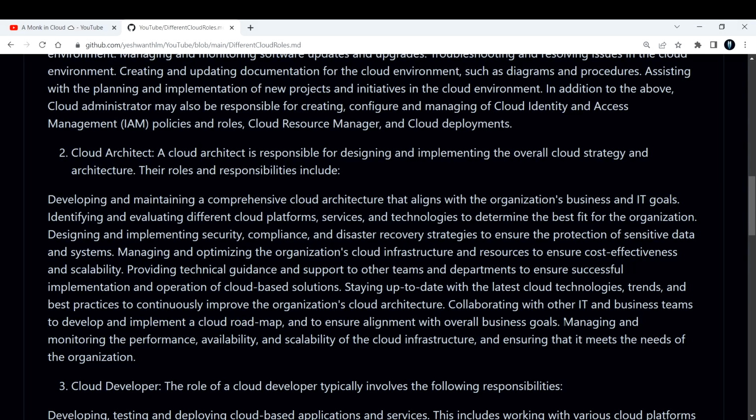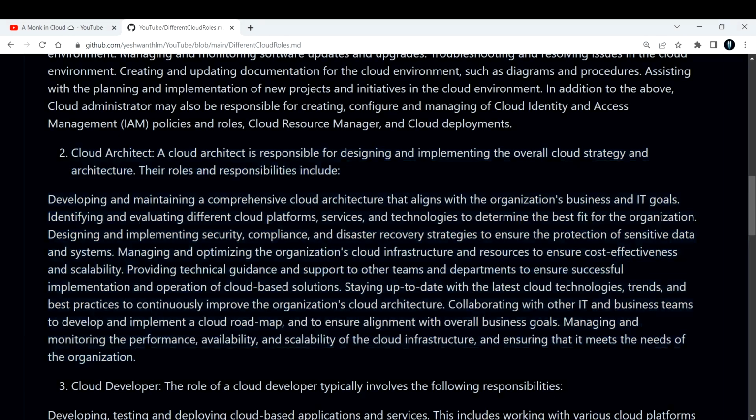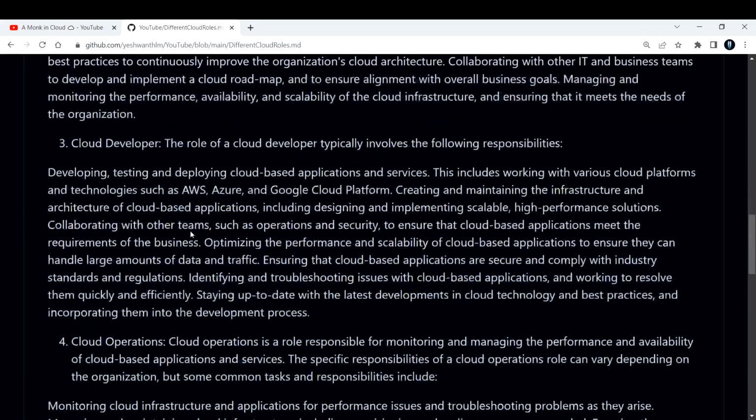They would also manage and monitor the performance, availability, and the scalability of the cloud infrastructure, ensuring that it meets the needs of the organization. So these are the different roles and responsibilities of a cloud architect. Next, an important thing.